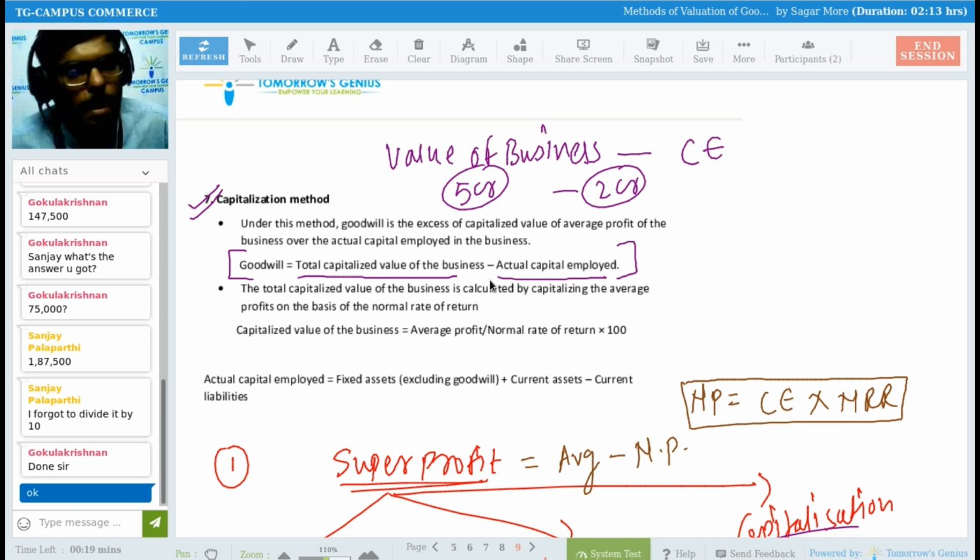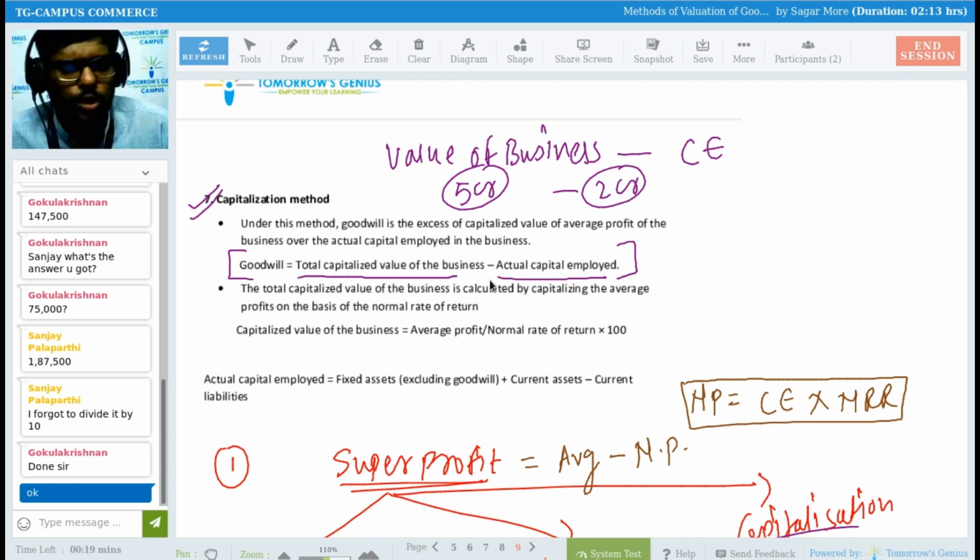Minus capital employed. So what is capital employed? Capital employed is nothing but the amount invested by me, which can be fixed assets and current assets. The total of fixed assets and current assets that I invested over a period of time is 2 crores, and if I sell the business today to Sanjay or Gokul, I'm expecting 5 crore rupees. So 5 crore minus my investment of 2 crores, I'm expecting you should pay me 3 crore rupees more. And that 3 crore rupees is nothing but goodwill, right? That is the simple meaning of this capitalization method of goodwill.